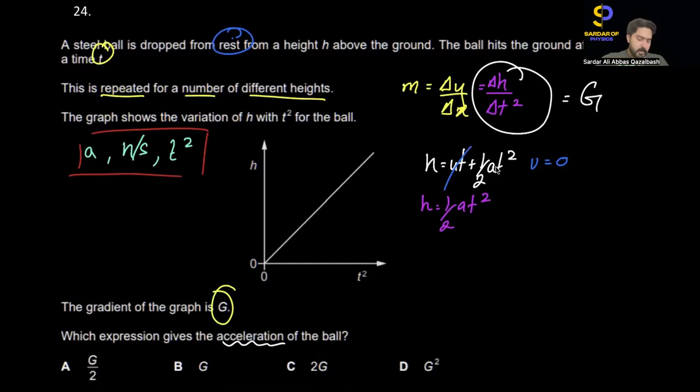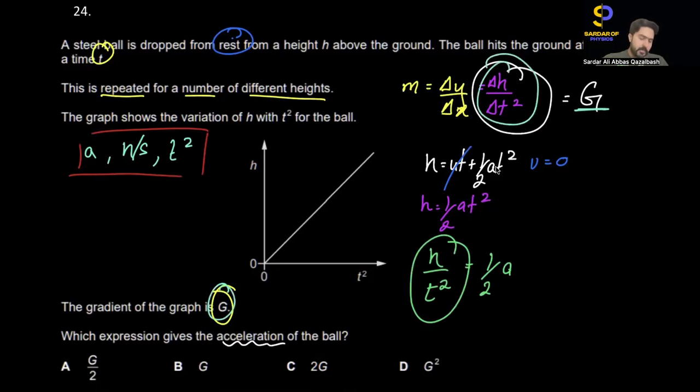Next, what we can do is make h over t square the subject, and that's going to be equal to 1 by 2 a. Now what is this equal to? h over t square is equal to what? This is equal to your g, because the gradient of the graph is equal to g, and this is the gradient of the graph. So g is equal to 1 over 2a. And now I need to find the expression. Which expression gives the acceleration of the ball? So acceleration is simply going to be equal to 2g, and C is going to be my answer.